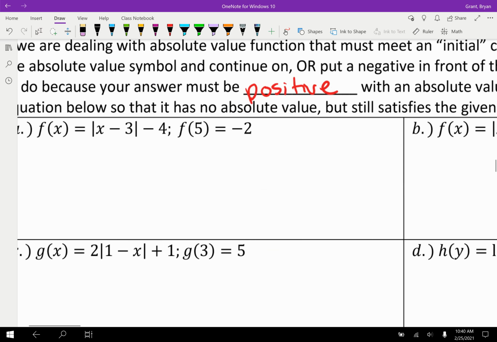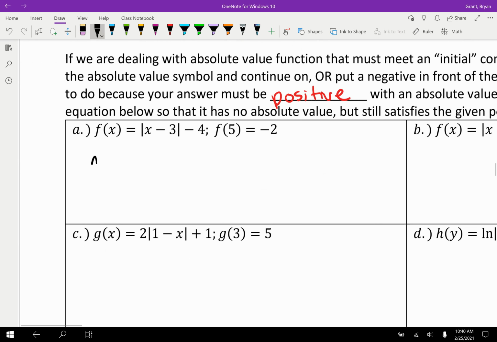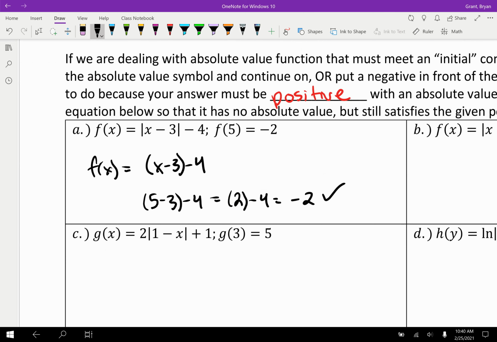So here we go. Part A. We are going to rewrite this equation as f of x equals, I'm going to throw parentheses around this instead of absolute value, and say, ta-da, I'm done. Well, am I done? It's very easy to check. We're going to make sure that this initial condition works in the original equation. And it's just through some mental math. I'm just going to substitute in the 5 and see what happens when I do the math. 5 minus 3 is 2. 2 minus 4 is negative 2. Great, we got the answer we wanted. That means that this is the correct branch of this absolute value.